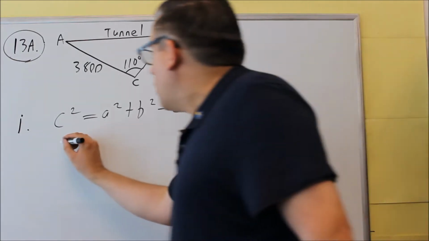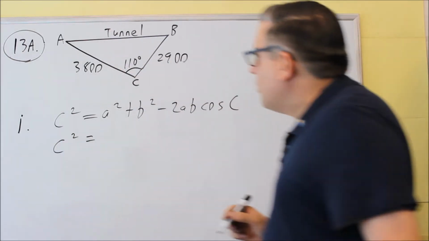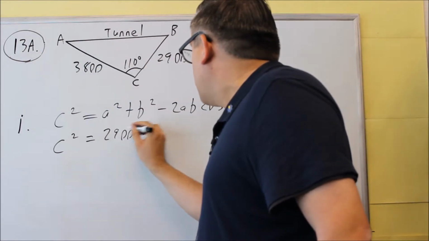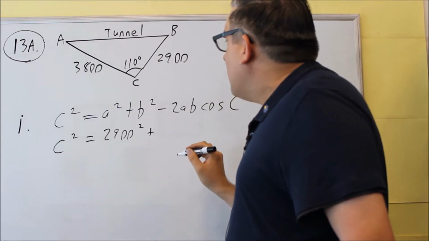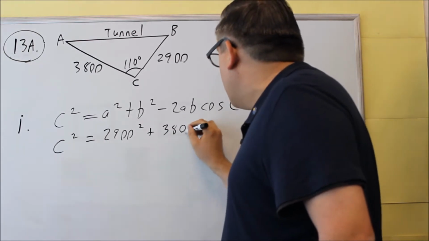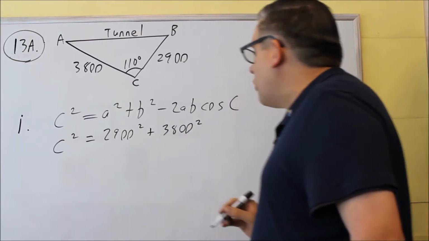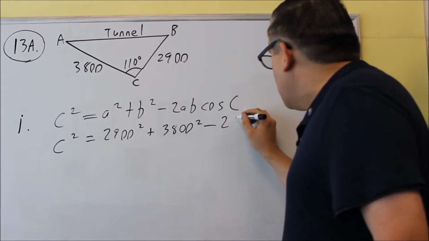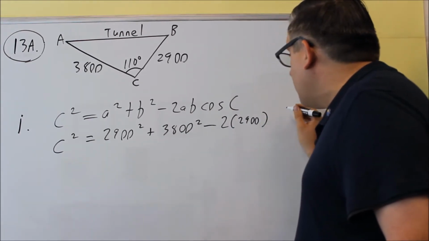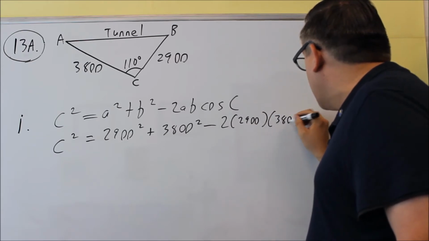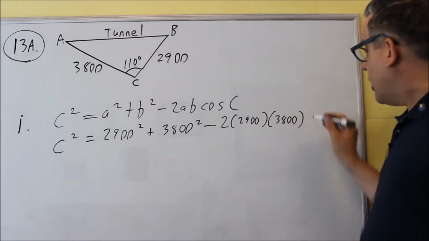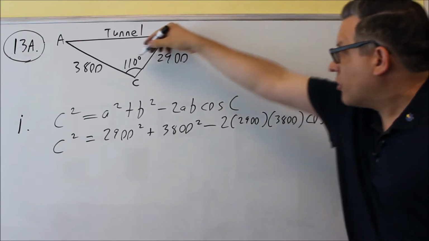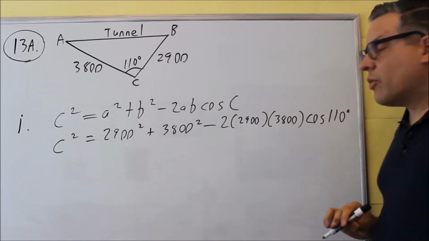Okay, now C is the one that we're trying to find. We don't know that one. Okay, so A is going to be 2900 squared. B is 3800. So we put both of those in there. We have minus 2AB, so it's going to be 2A is 2900, B is 3800. So 2AB, and we have cosine C. The cosine is going to be the angle inside the triangle there, 110 degrees that we're going to use.